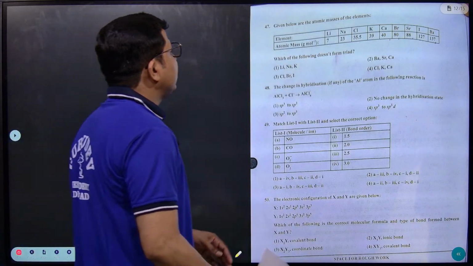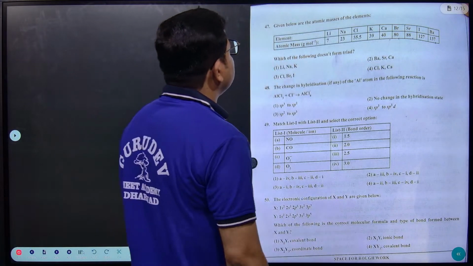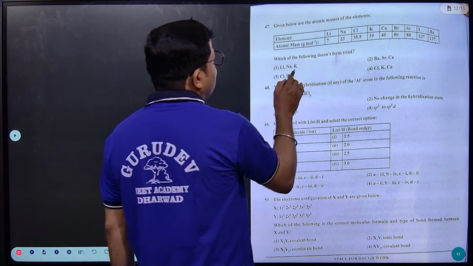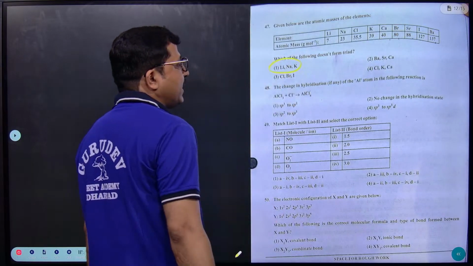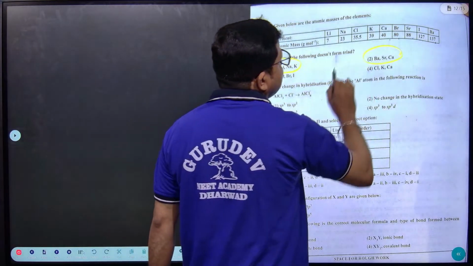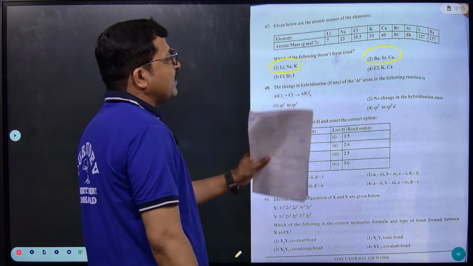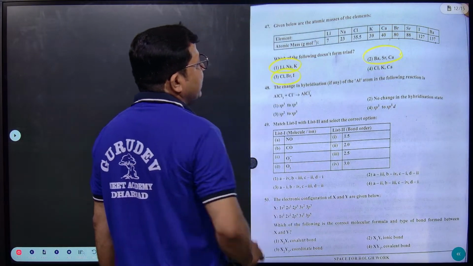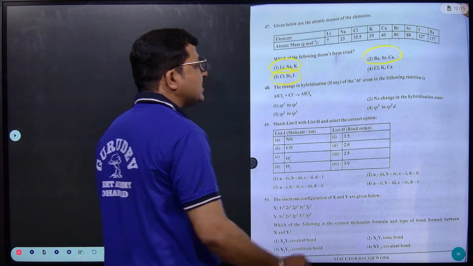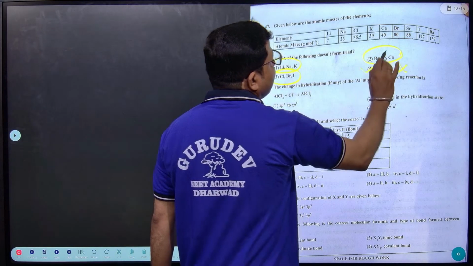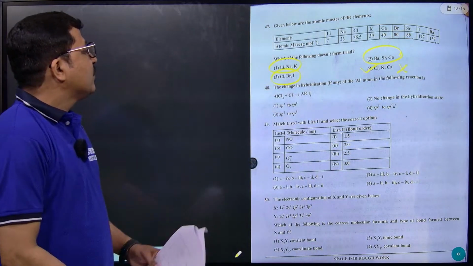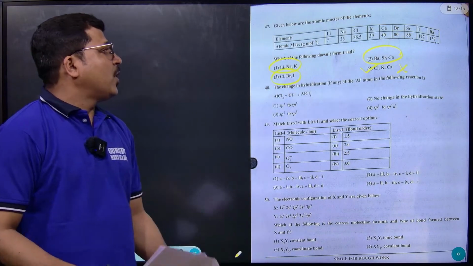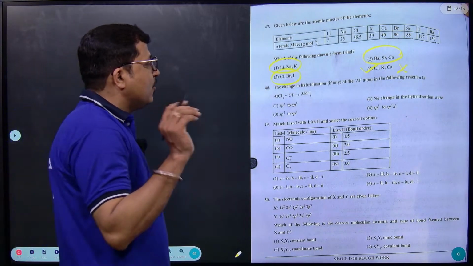And question 47: given below are the atomic masses of the elements. He has asked to find out the Dobereiner triads. So option number 1 is a Dobereiner triad, and option number 2, calcium, strontium, barium, is also a Dobereiner triad. Iodine, chlorine, bromine are also Dobereiner triads. This one is not a Dobereiner triad, hence he has asked which of the following doesn't form triads, and it is option number 4.